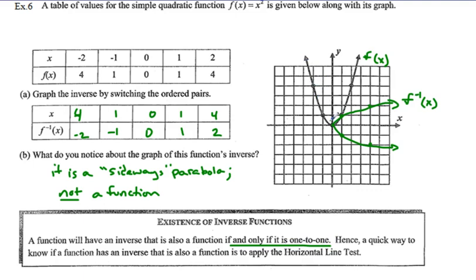If you look back to this original parabola f of x, it wasn't one-to-one, right? It failed the horizontal line test. These 2 points have the same y value, so when we take the inverse, that means these 2 points are going to have the same x value, which means that the inverse is not a function.